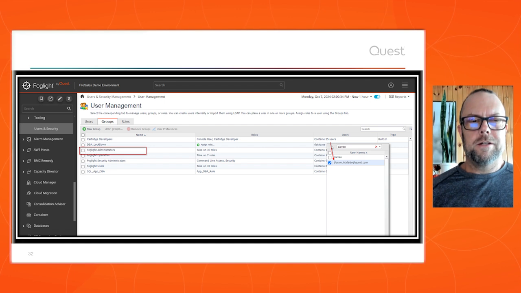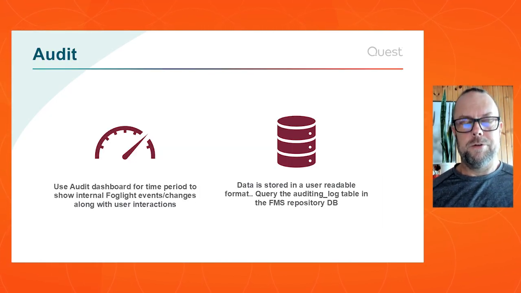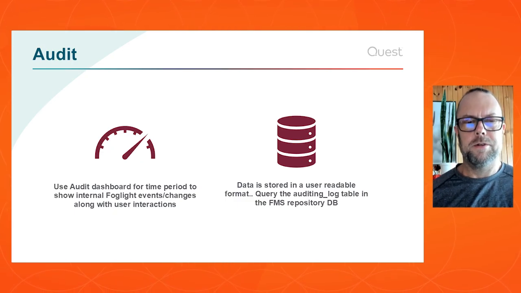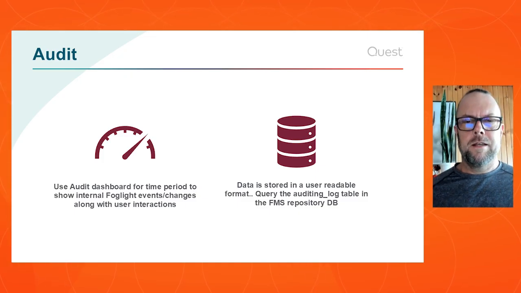When we get to audit, there is a new audit dashboard that became available with the new UI. And so it shows you the changes that have happened, the operations that have occurred for a time period, along with the API calls and other aspects of product navigation. It is stored in the Foglight repository. It's one of the few tables that's user readable, and it's in the auditing log table.